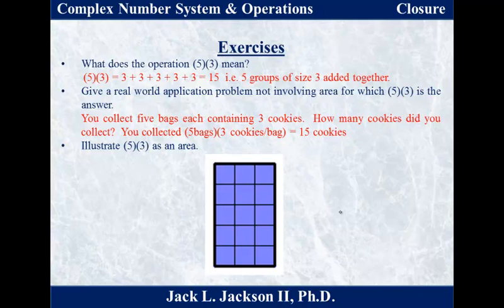So let's see here. One example is you collect 5 bags, each containing 3 cookies. How many cookies did you collect? Well, the 5 bags we know is the groups, and we know there are 3 in each group. So that's 5 bags times 3 cookies per bag equals 15 cookies. Illustrate this as an area. Well, it should be a rectangle, and it should be 5 tall and 3 wide.